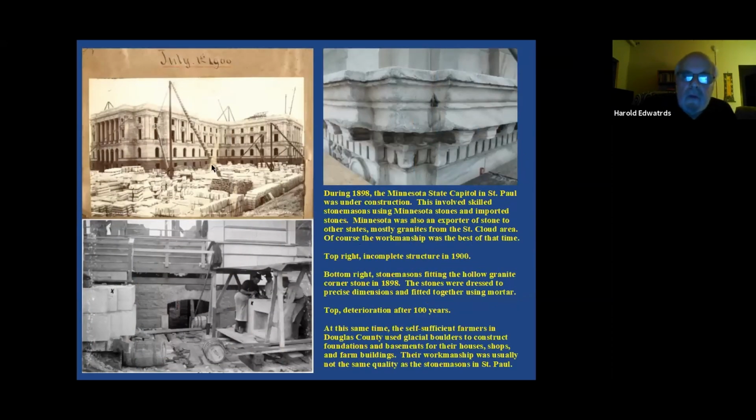While the runestone was discovered, the Minnesota State Capitol was being constructed. And these are various scenes from stonemasons in St. Paul making these rectilinear blocks like they did in the Middle Ages. Here's a marble facade on the front of the Capitol building. Here they're making a hollow cornerstone in 1898. I want to draw your attention to this upper right-hand illustration.